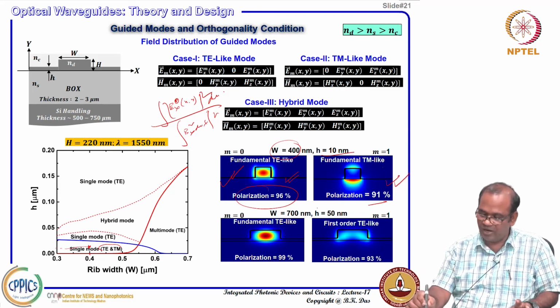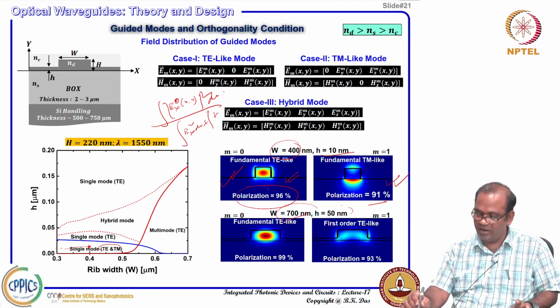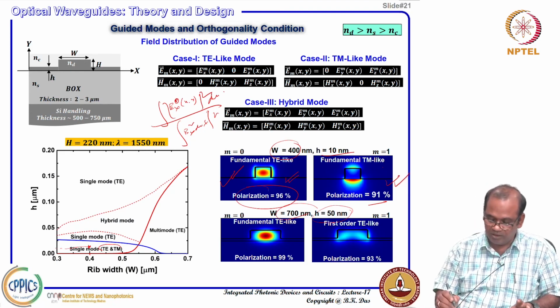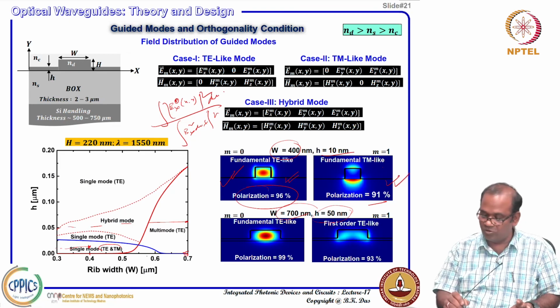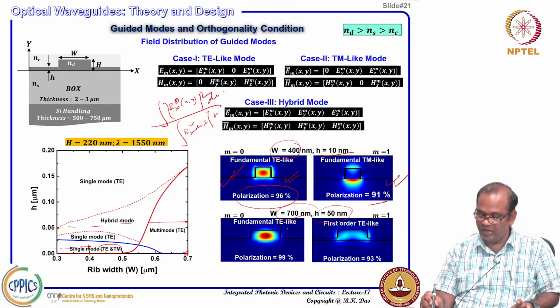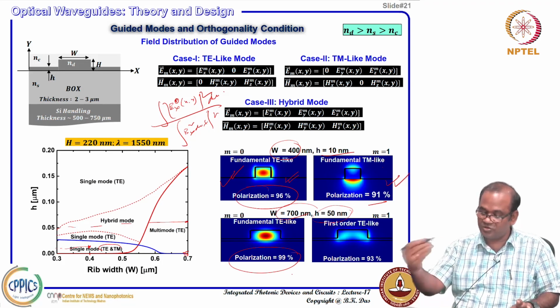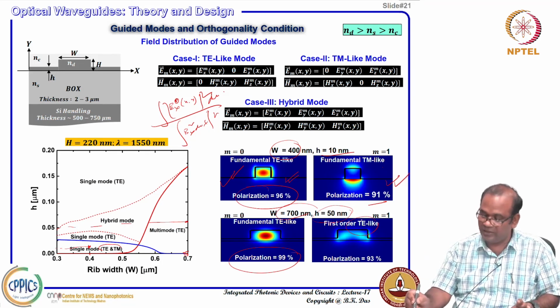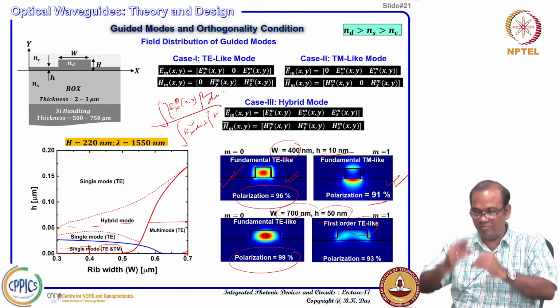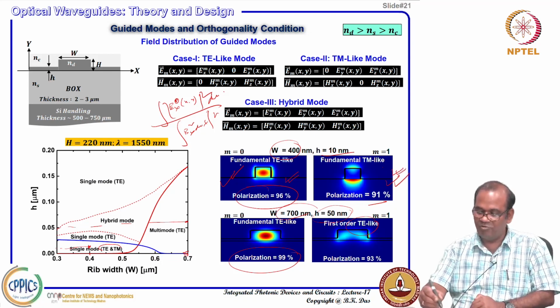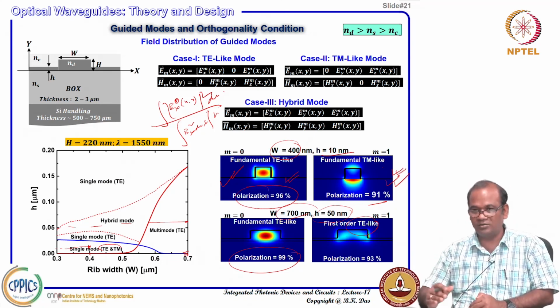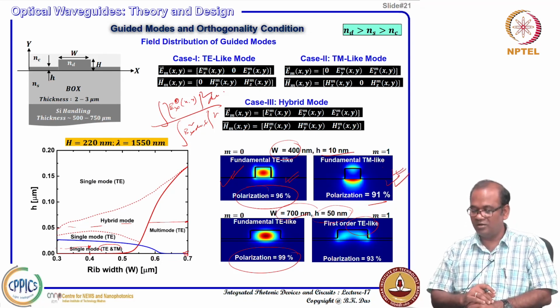Similarly, for 700 nanometer width and slab height of 50 nanometer, it is a multi-mode region. The fundamental mode is TE-like with 99% polarization, and the next higher order mode is also TE-like. So m equal to 0 is TE-like, m equal to 1 is also TE-like, and in the other case m equal to 0 is TE-like while m equal to 1, the next eigenvalue solution, is a TM-like mode.